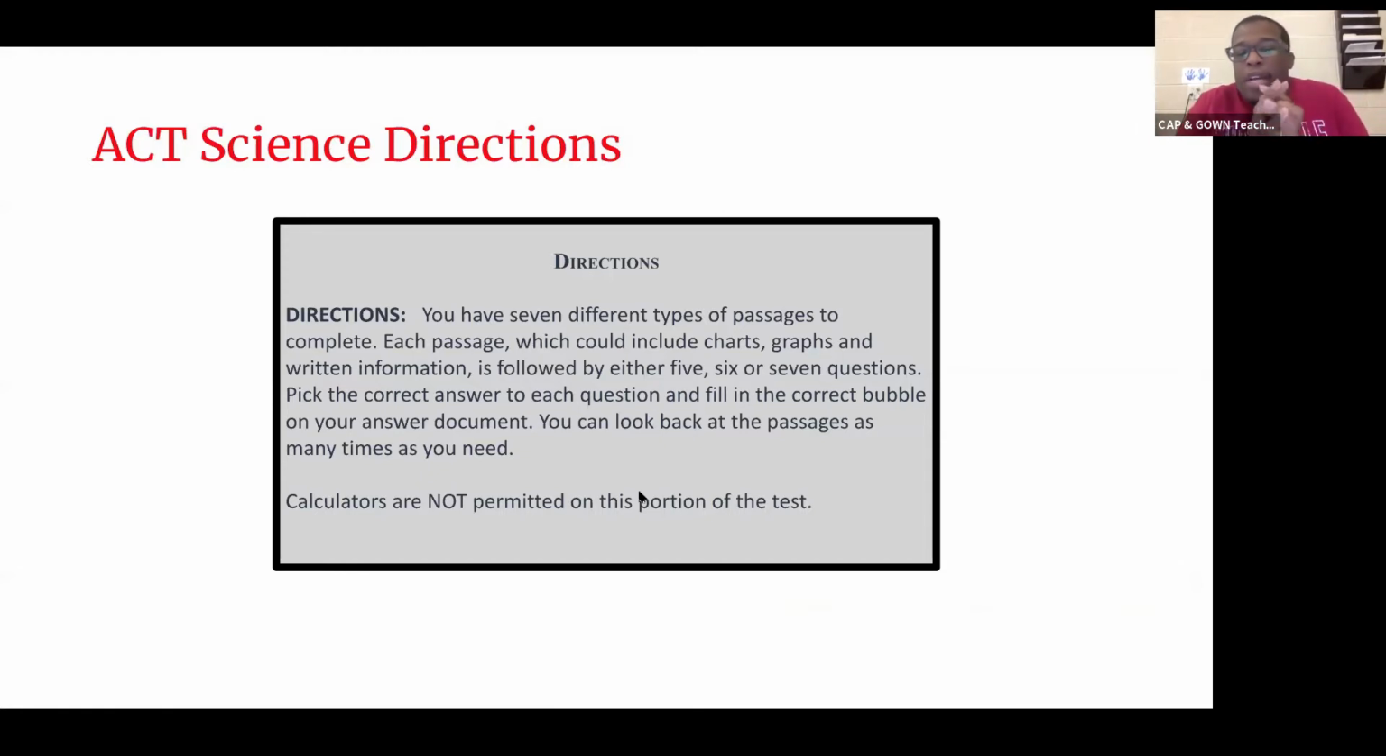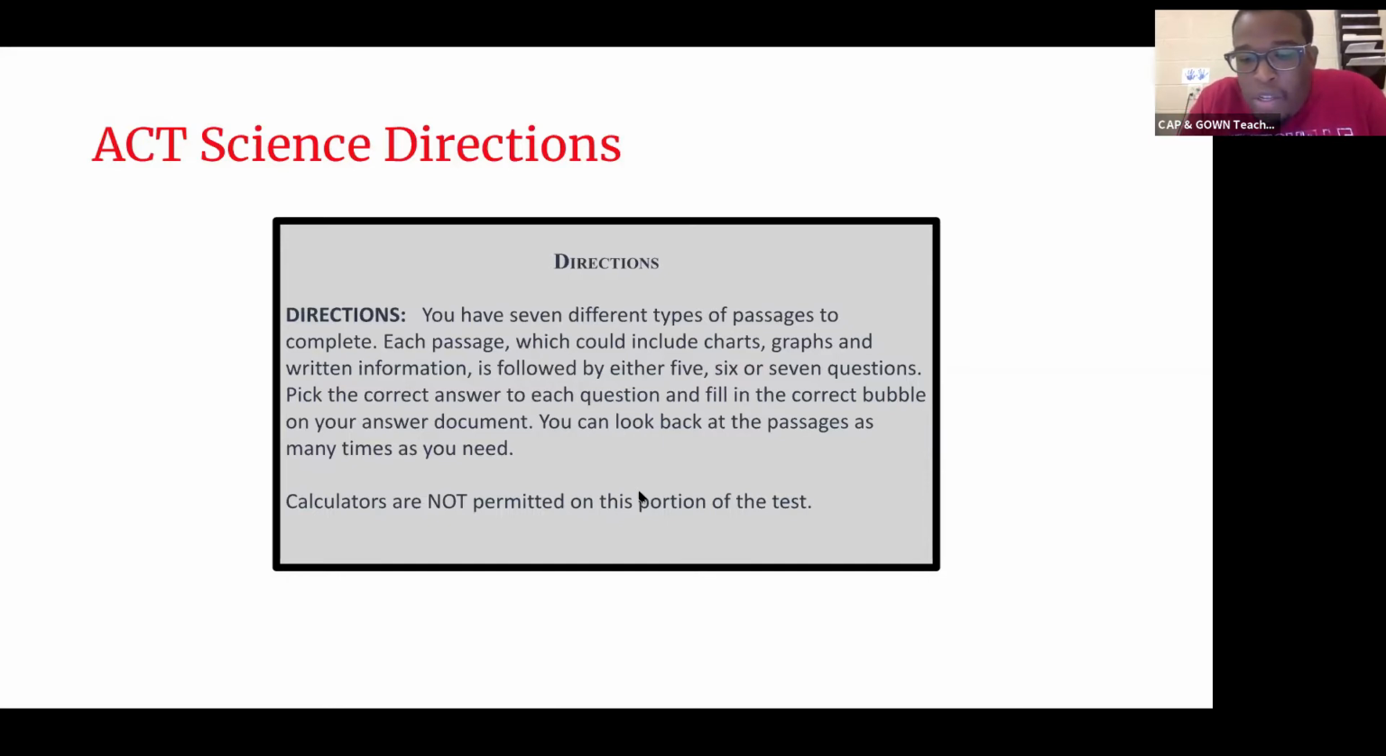As far as the directions are concerned, you're going to generally see the same thing every time you get to a section. You have 7 different passages to complete. Each passage, which could include charts, graphs, or written information, is followed by 5, 6, or 7 questions. Pick the correct answer to each question and fill in the correct bubble on your answer document. You can look back at the passages as many times as you need.